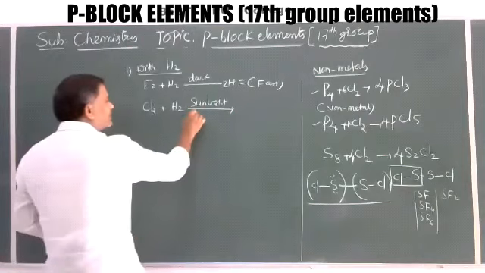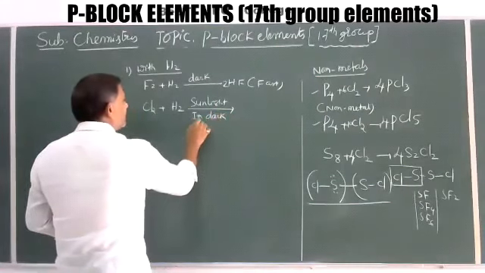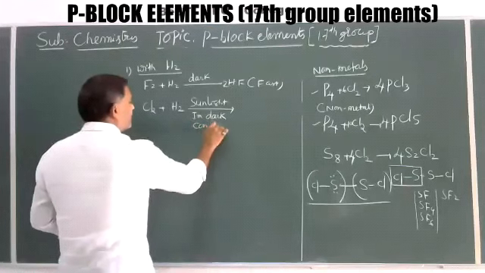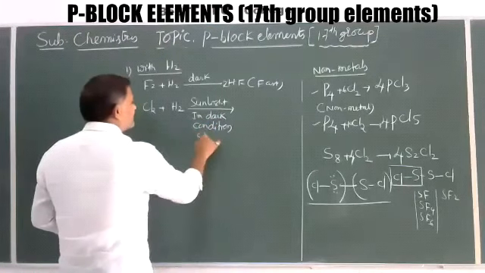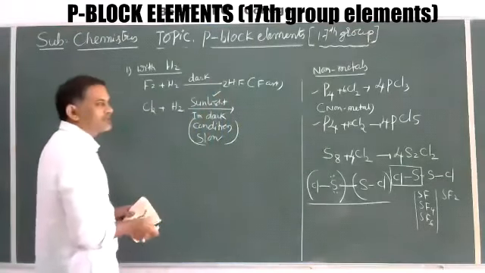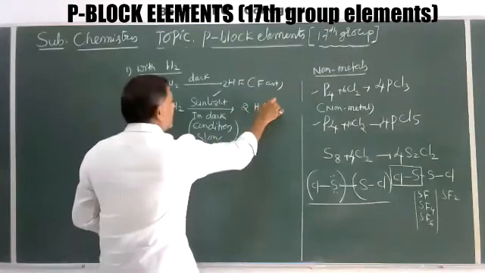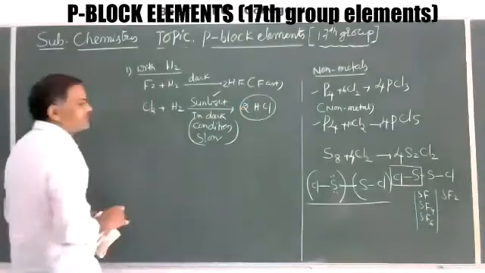In dark condition, this reaction is somewhat slow. In diffused sunlight, the reaction is fast. It gives 2HCl, hydrochloric acid.